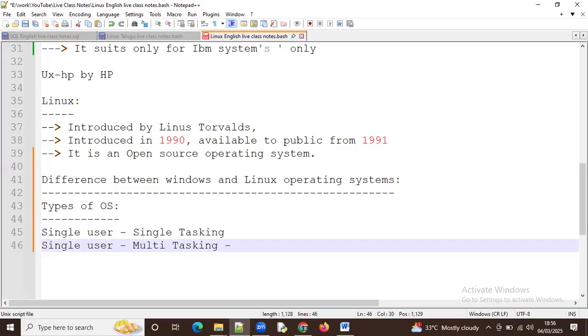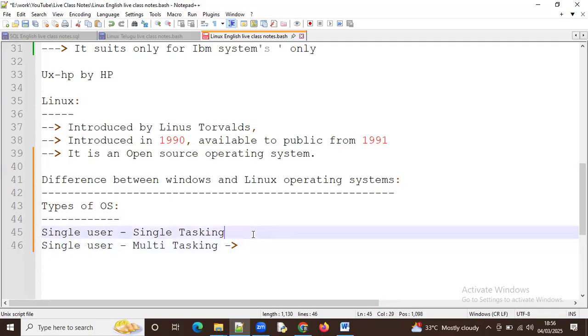So I will provide the examples of this also. The example of this is MS DOS, Microsoft Disk Operating System. This is also one of the OSs, but as we discussed earlier, MS DOS supports only single user, single tasking.